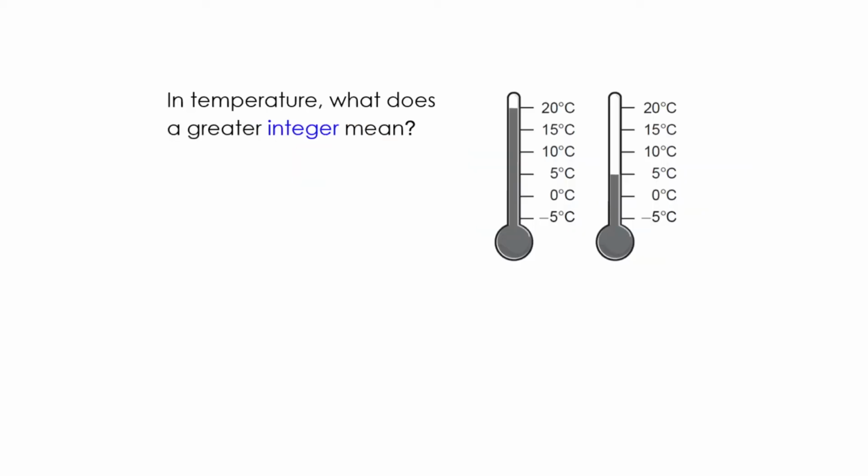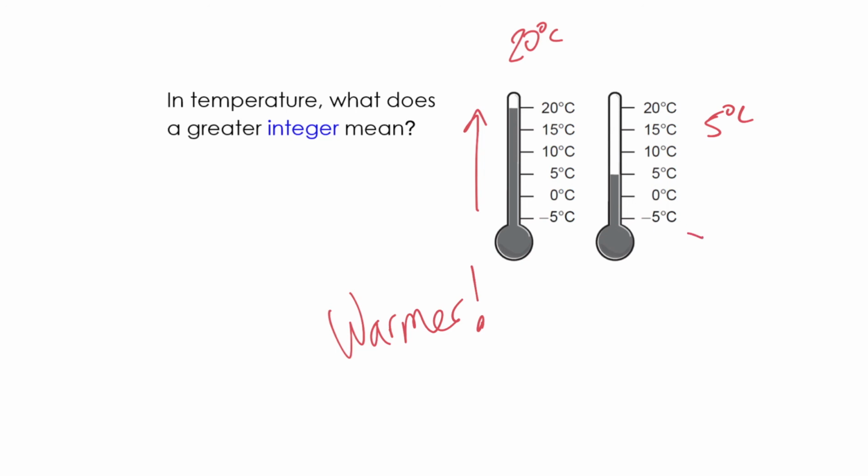In temperature, what does a greater integer mean? So basically it's asking, what does it mean if it's higher? Well, it means it's warmer. So this thermometer here reads 20 degrees Celsius. This one reads 5 degrees Celsius. And we know that 20 degrees Celsius is warmer than 5 degrees Celsius. And for my students, winter is just around the corner. I'm sure we'll be seeing these cold temperatures very soon.